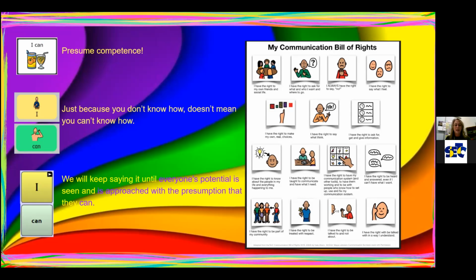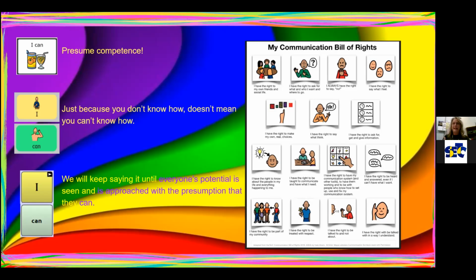PRC's communication, and I think he now has a Unity Accent 1100. So he and I made this pact that we're going to keep working on spreading this, presuming competence and the communication bill of rights. And I was going through this, and I have this printed out. This one was amended from Kate Ahern and brought into language that is for our AAC users and our students as well.